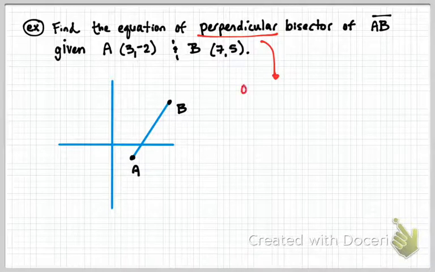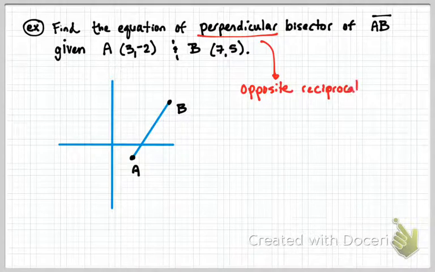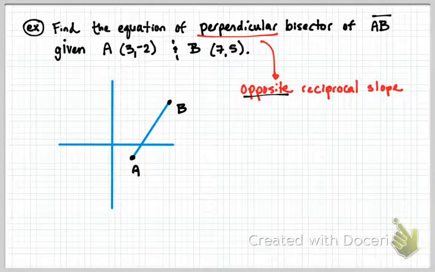You got it. Opposite reciprocal for the slope. Now these two words mean two different things. We need to make sure we know what they mean. Opposite, hopefully you guys know what opposite means now. I was big on this last week. What does opposite mean?